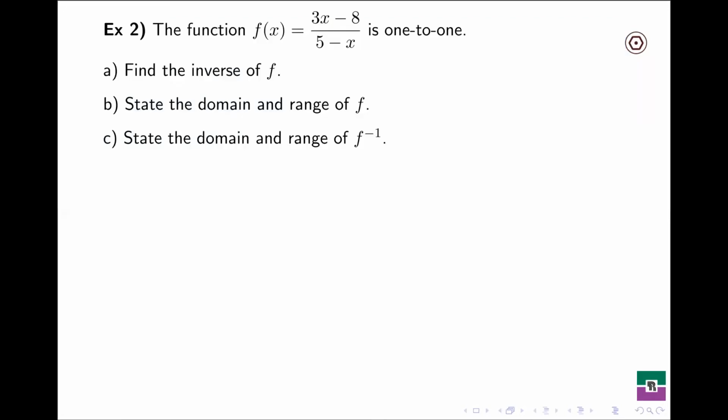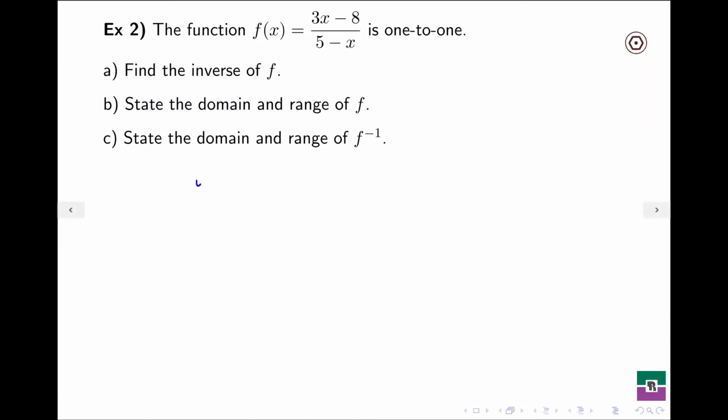There are probably some simpler examples to work with this 4-step process first, but I picked this one because I want to make sure you can see an example worked out. They tell me this function f of x equals 3x minus 8 over 5 minus x is 1-to-1. So go ahead and take that, and it's going to have an inverse function. Let's go find its inverse function. So it's a 4-step process like we were just talking about.